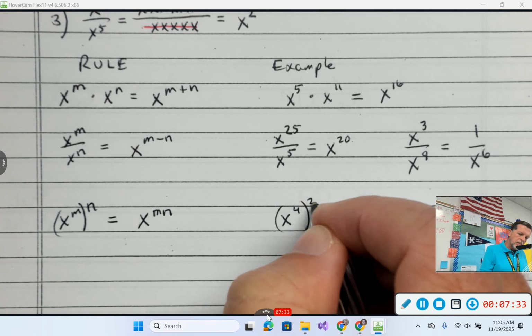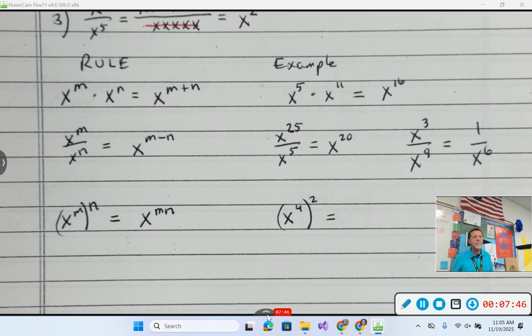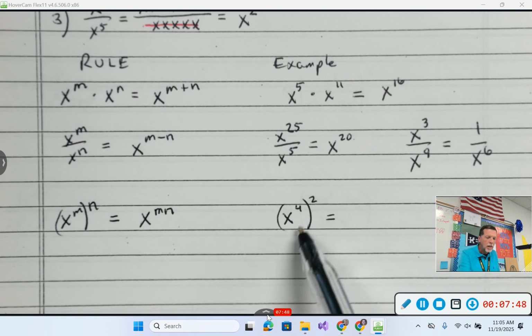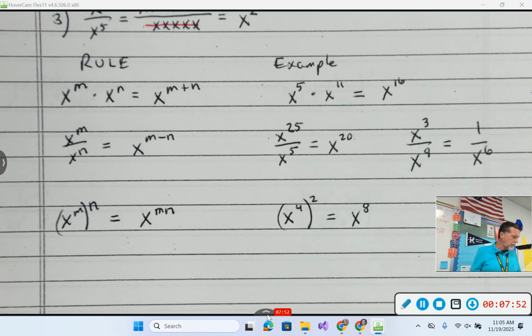So if I have x to the 4th squared, what does that become? x to the 8th. The mistake people make is they're like, oh, 4 squared, that's 16. Oh yeah, 4 squared is 16. But that's not what's going on here. Power to a power we multiply, so that's x to the 8th.